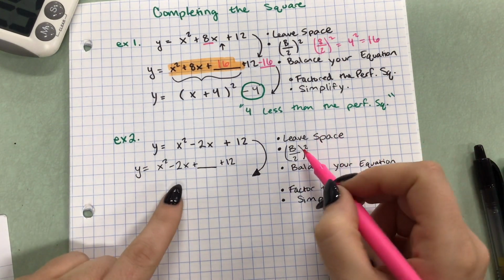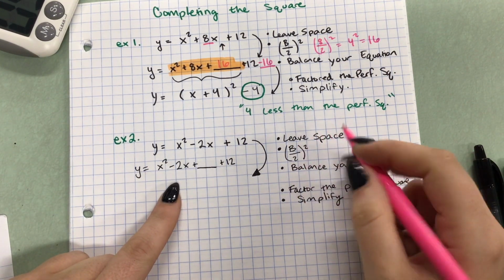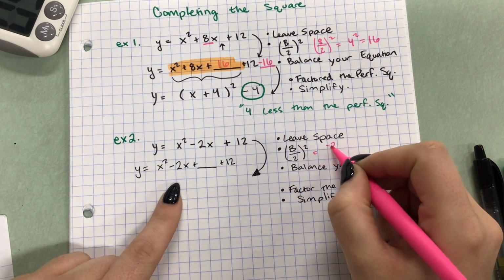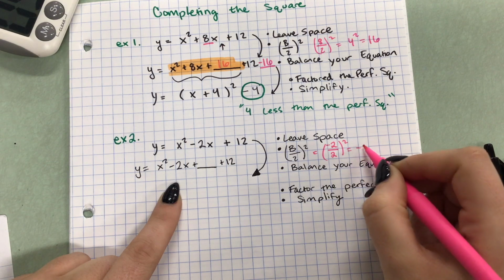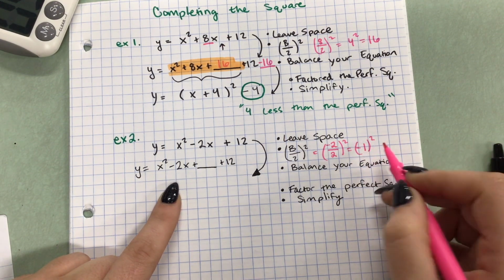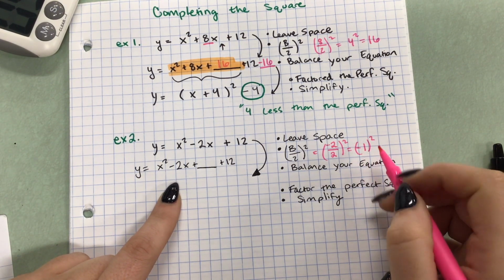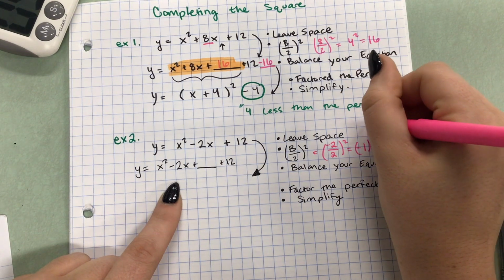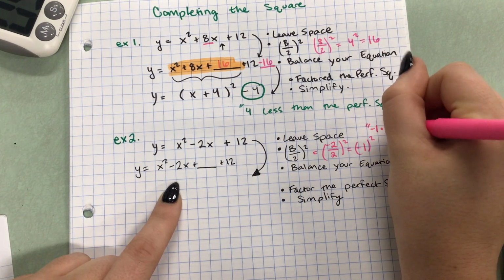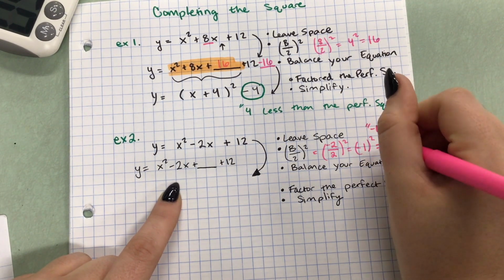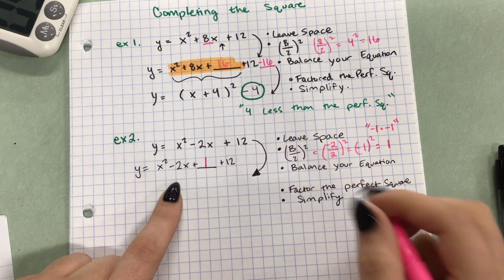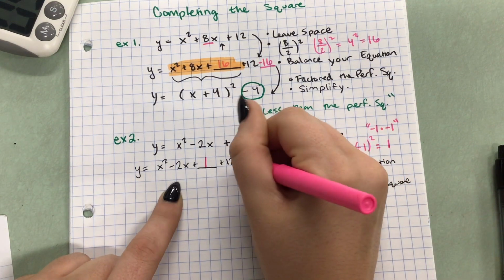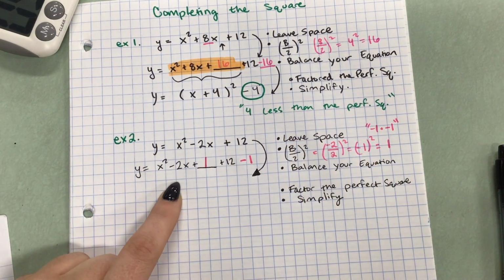Now it's time to take half of your b term and square it. So this becomes negative 2 divided by 2 squared. We get negative 1 to the power of 2. Negative 1 to the power of 2 is like negative 1 times negative 1. So we get positive 1. So I'm gonna add a value of 1 here, and then I'm gonna balance my equation by minusing 1 right here.